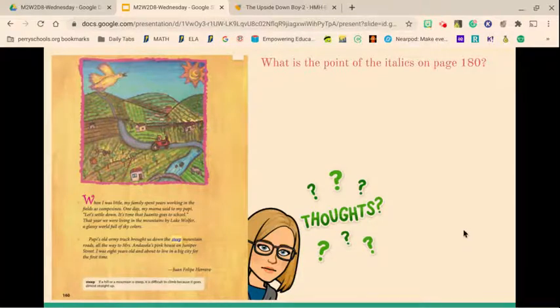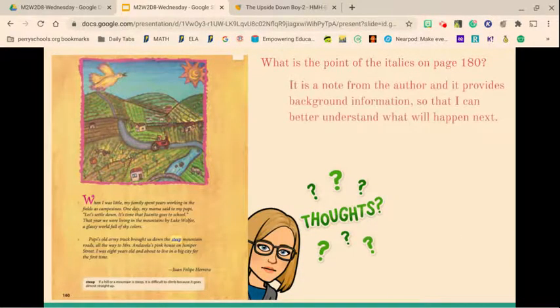And so I'm looking at what I read, and this is a note from the author. So it's from Juan Felipe Herrera, and he's writing this note to the readers, and it's to give us some background information so that we can really understand what's happening in the text. So this isn't necessarily part of the story that he's getting ready to tell, but he wanted to give you some information.